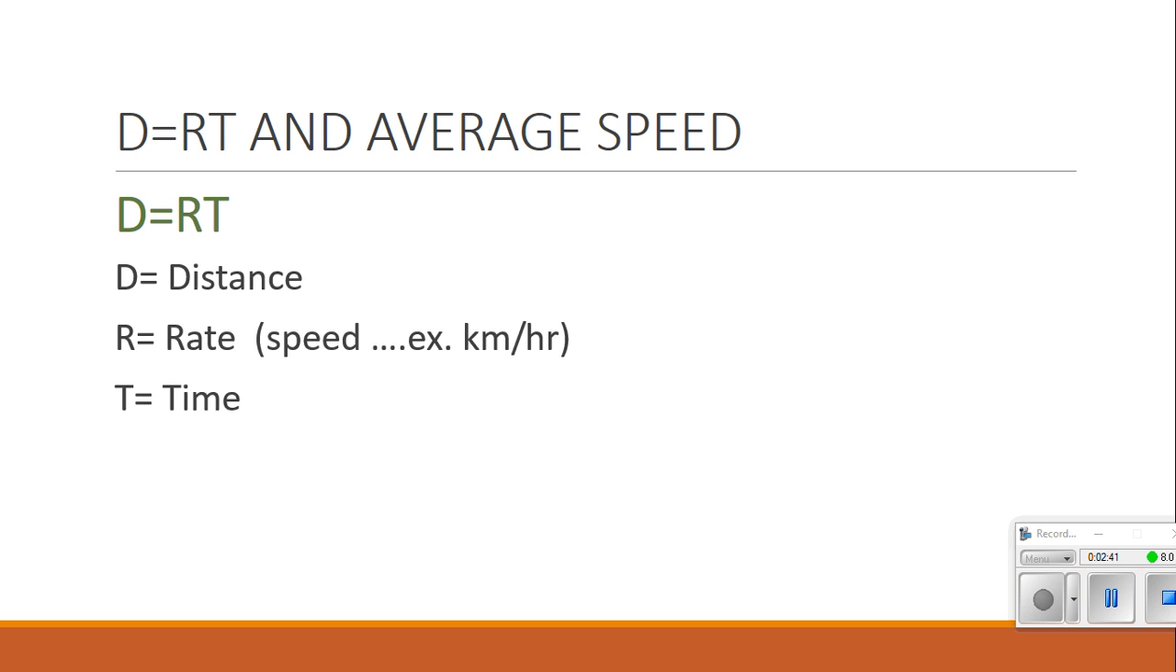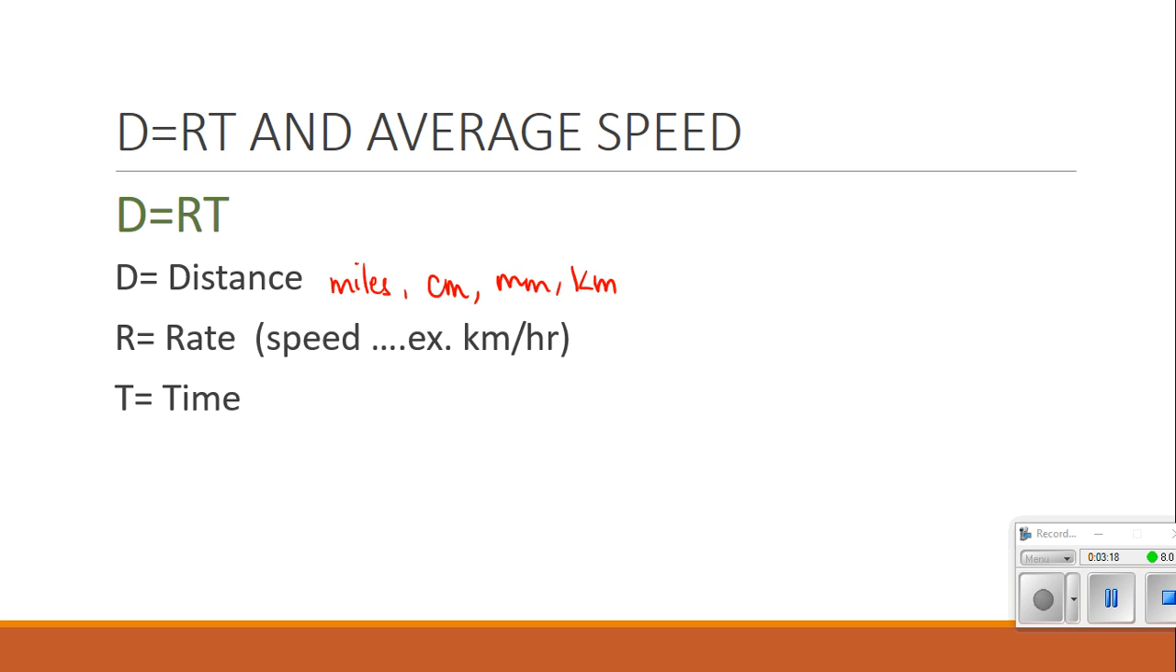Distance equals rate times time. Distance is d. D stands for distance. R is rate. Distance is like miles, kilometers, centimeters, millimeters. And then rate is kilometers per hour, or miles per hour, or feet per second, okay? So rate is always a speed, and then time is your hour or your seconds or whatever.